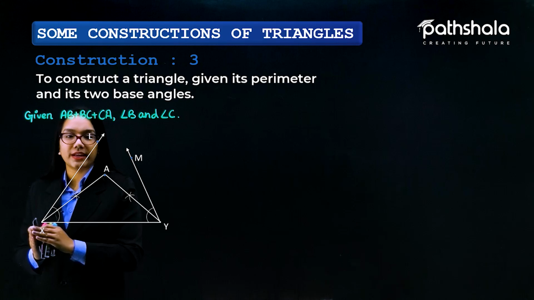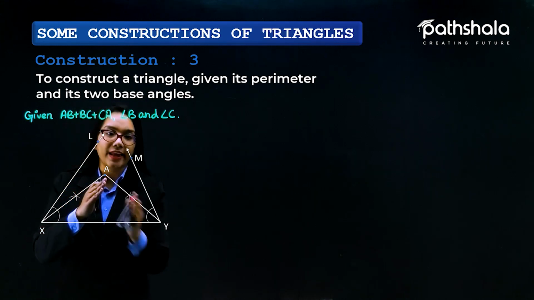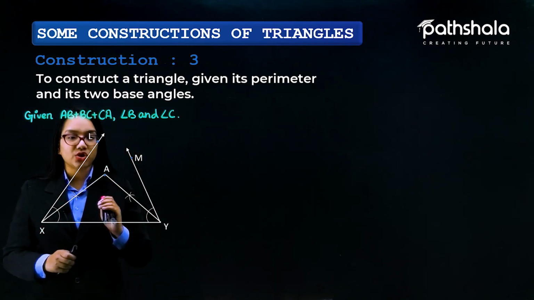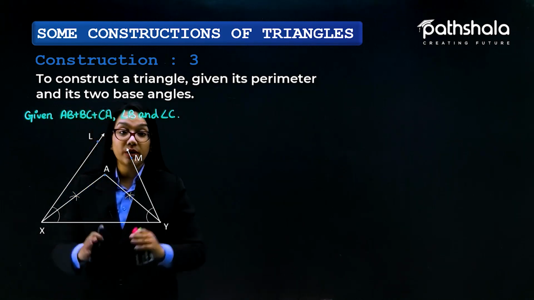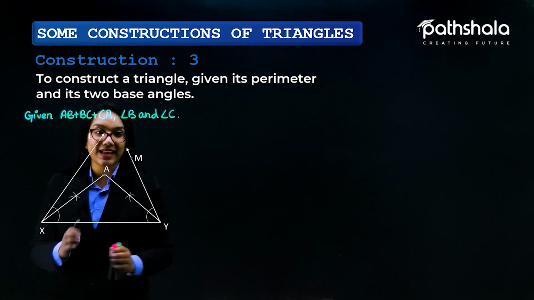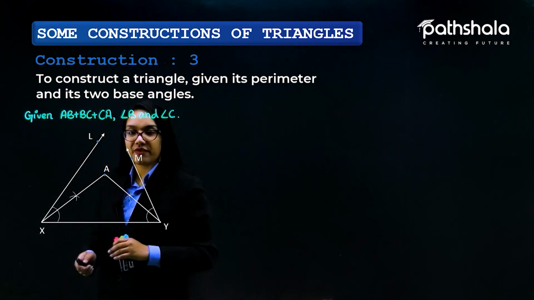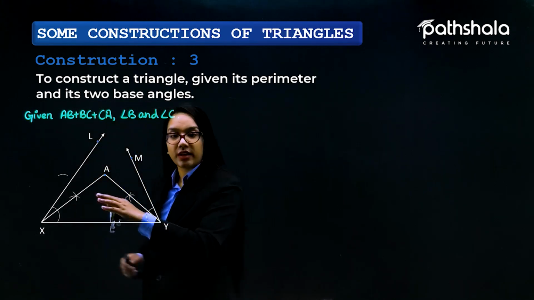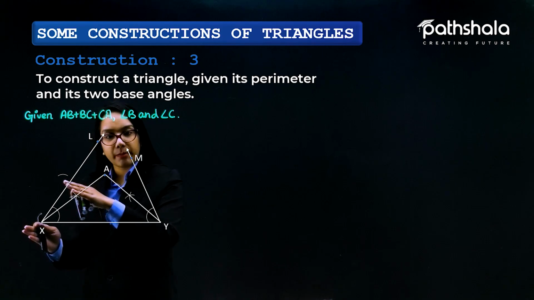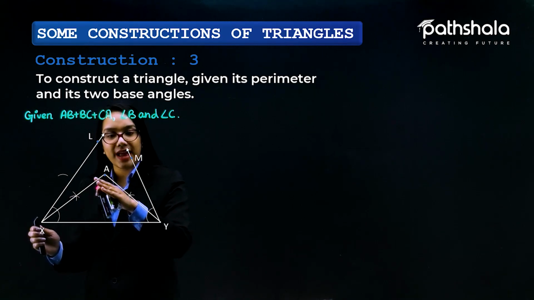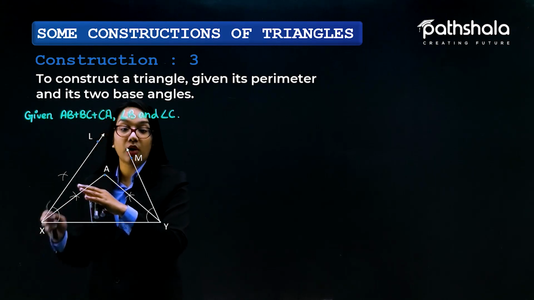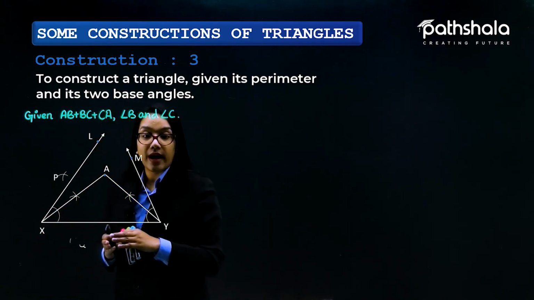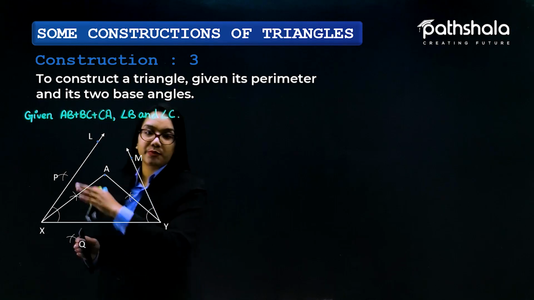So we have the two line segments AX and AY. Now let's construct the perpendicular bisectors of AX and AY. Let us suppose I'm starting with AX, constructing the perpendicular bisector. I'm taking A as a center, marking an arc, taking X as a center, marking an arc above as well as below, and calling these points P and Q.